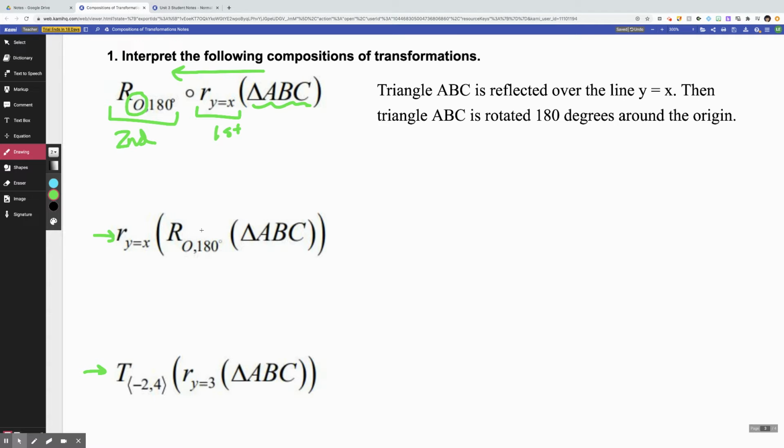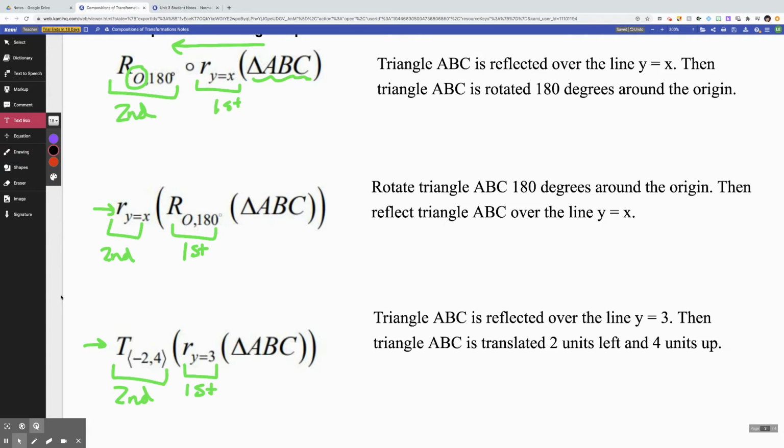What you'll notice is that this second one is exactly the same as the first one, except flipped. And then this third one's a little bit different. So try these out, pause the video, and then come back and check your answers with me. All right, folks, welcome back.